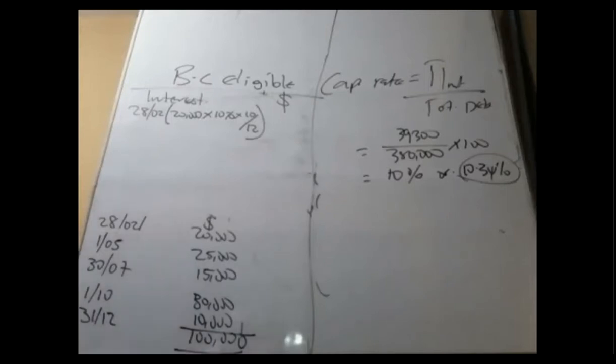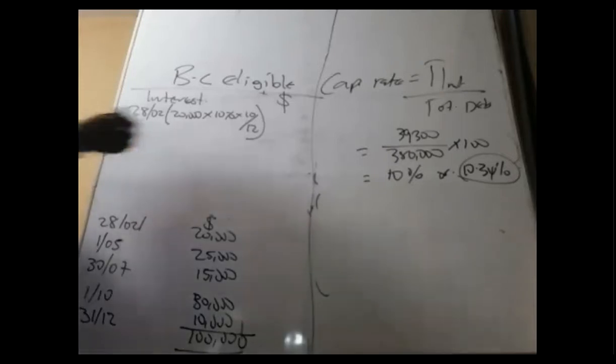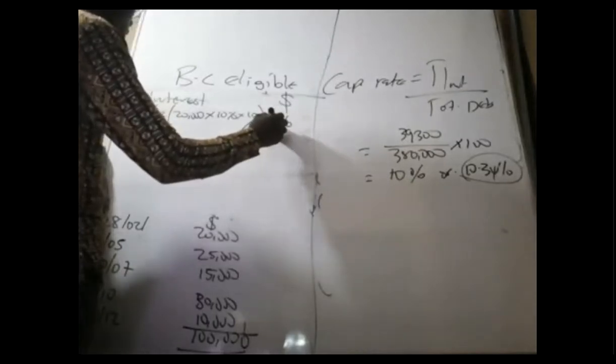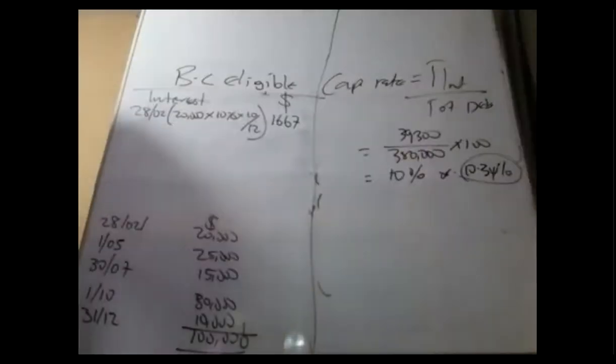So probably what would be the answer? So therefore, we get something like 2,000 times 10 over 12 again. So that's 1,667, right? Agreed. 1,667.